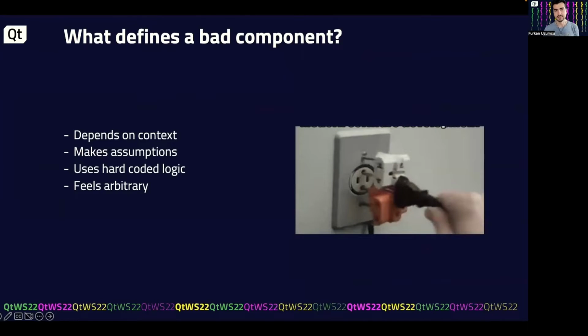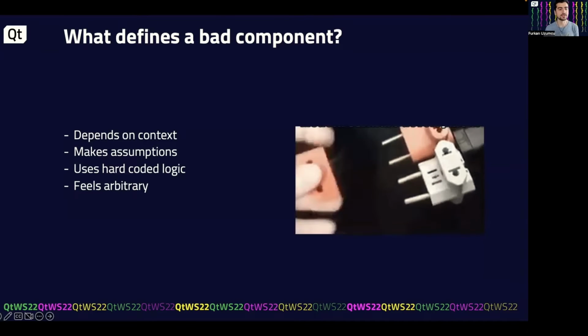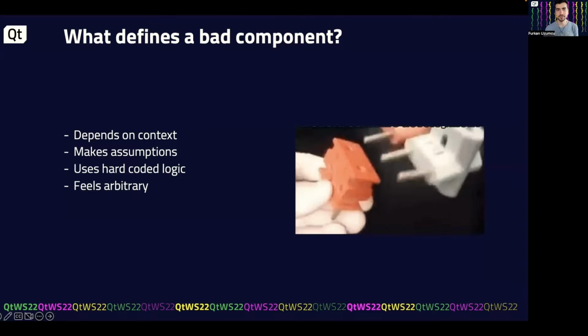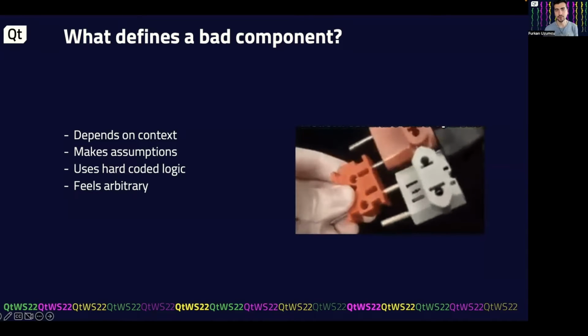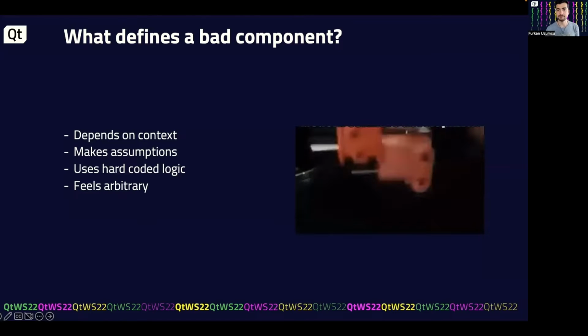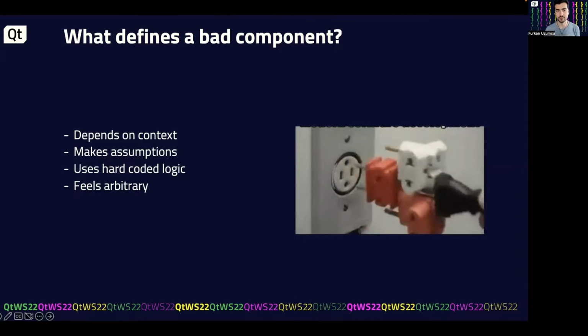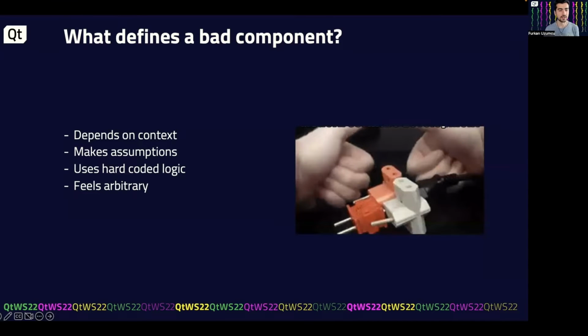Second thing is it makes assumptions. So a component might be making assumptions about its parent, might be making assumptions about where it's being used and in what context it's being used. Maybe it just assumes that it's supposed to be positioned at the top right corner, or maybe it just assumes that its container is a list view. So it accesses an attached property for the list view and then does a few things internally depending on that.